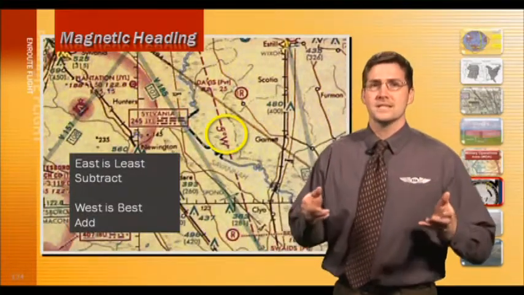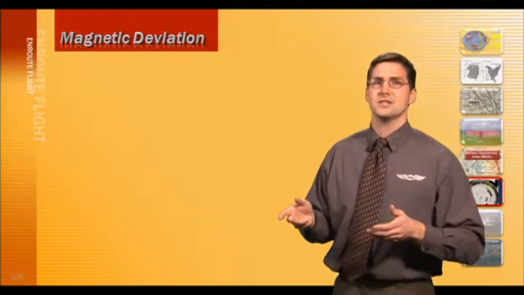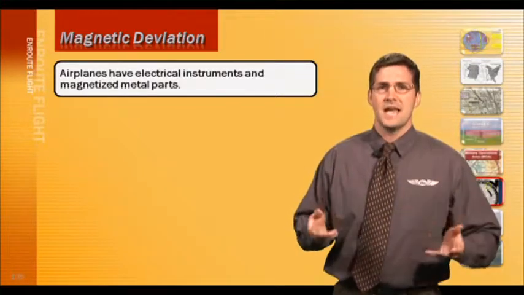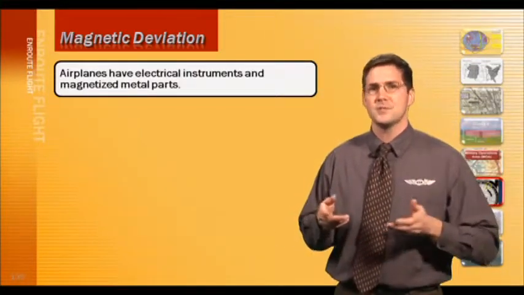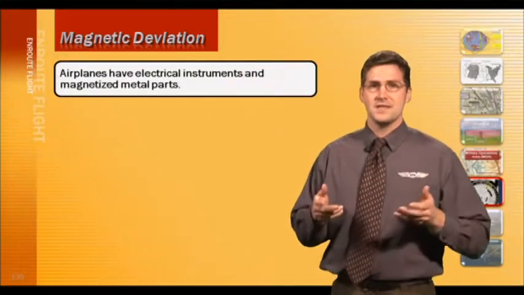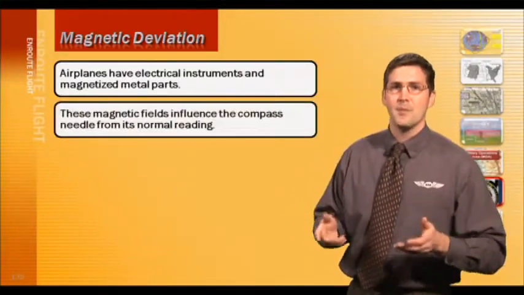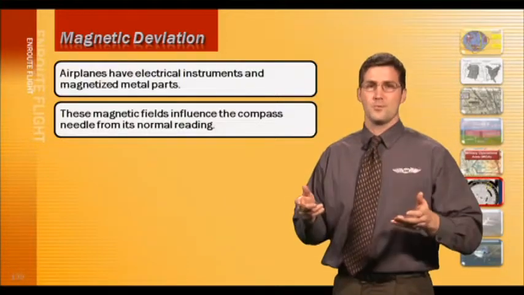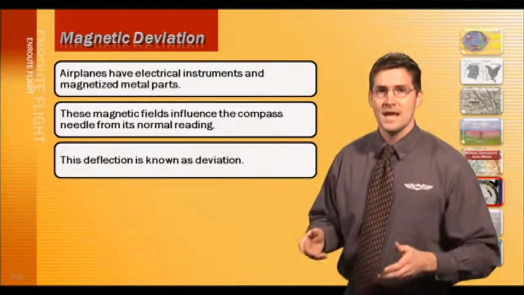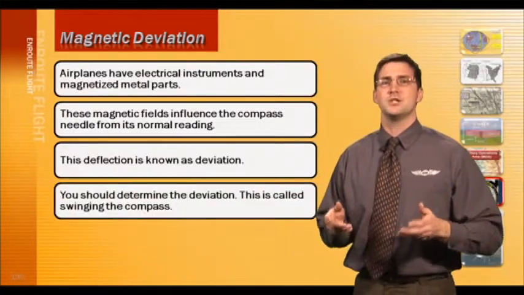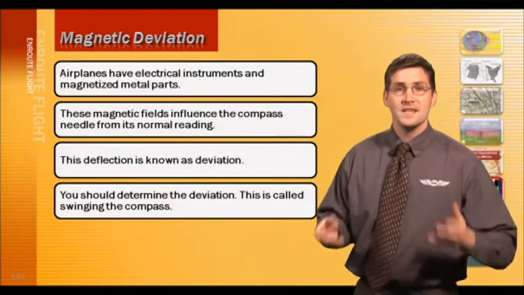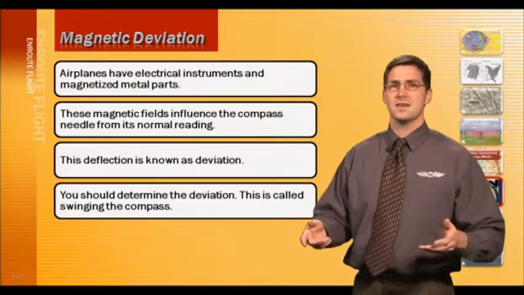Now, next up is the compass or magnetic deviation. Within an airplane, you have all sorts of things that cause problems, such as an engine and magnetos and electrical instruments and magnetized metal parts that will affect your compass. Because of these magnetic influences, the compass needle can deflect from its normal reading. This deflection is known as deviation. A pilot or mechanic should determine how much deviation occurs with the headings of the airplane because of this magnetic field. This technique is called swinging the compass.